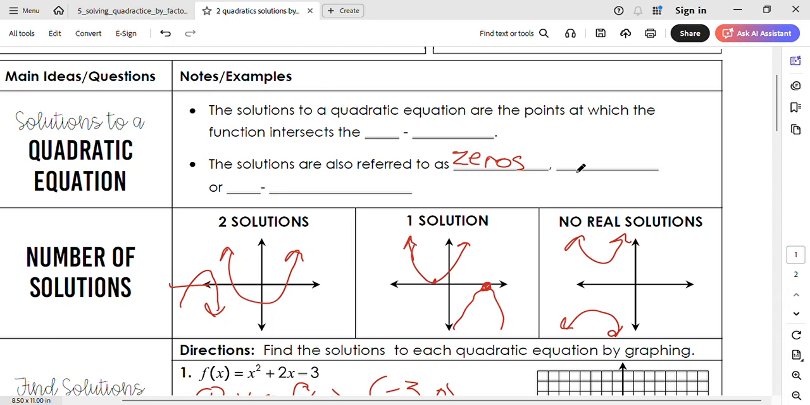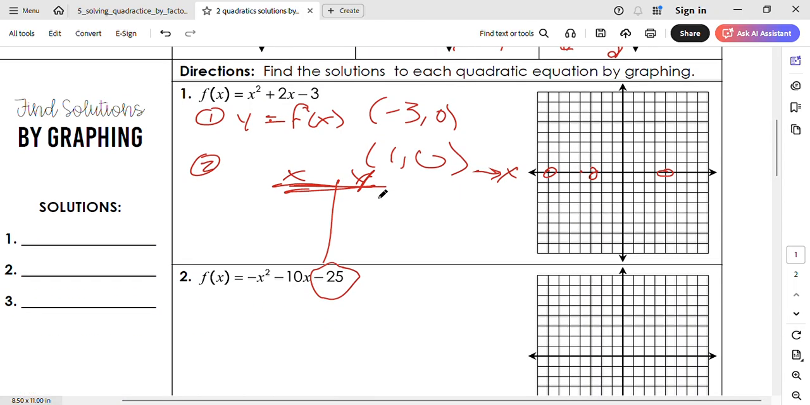What was it? Roots? Yeah, what was the third one? X-intercepts. Okay, so on the test, you see a problem like this.